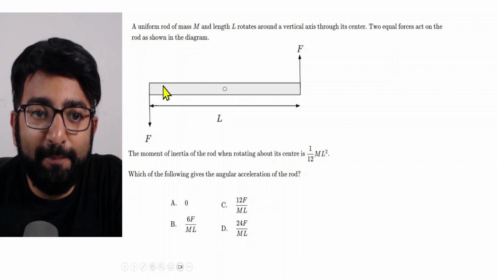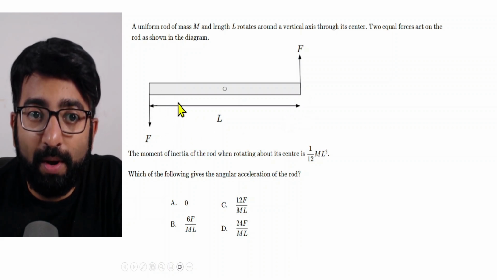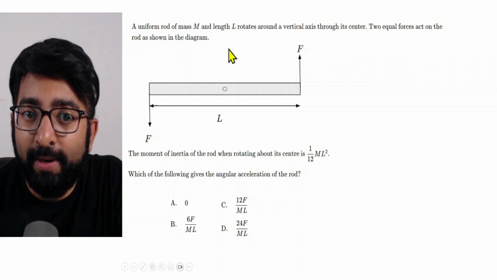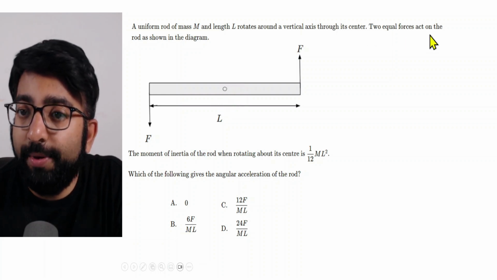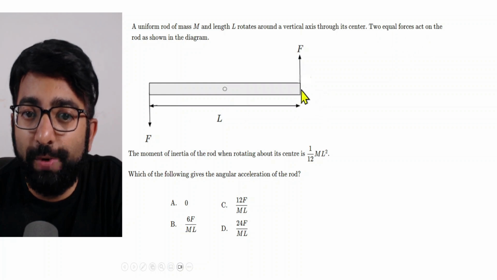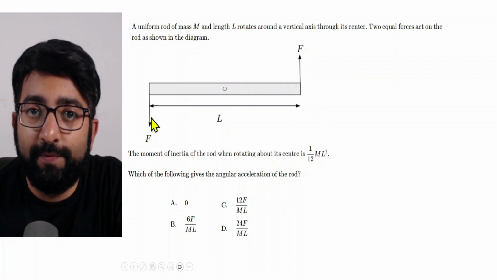In this question, we have been given a uniform rod whose mass is m and length is l. It rotates around a vertical axis passing through its center, which means this center point is the hinge point or the pivot. Two equal forces are acting on the rod: one is the upward force, and then we have the downward force.